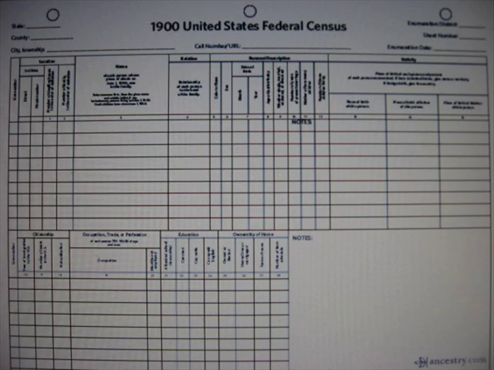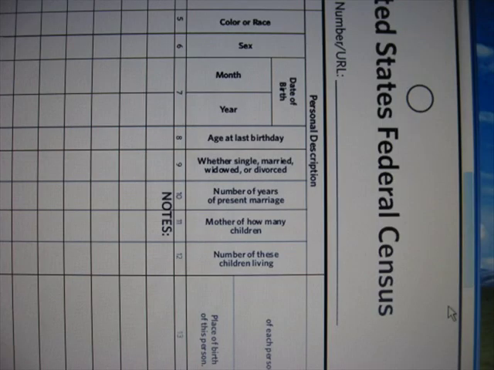1900 census was the 12th federal census. It's a favorite year for many because it too asks questions about women, about the number of children that they had had and how many were still living.